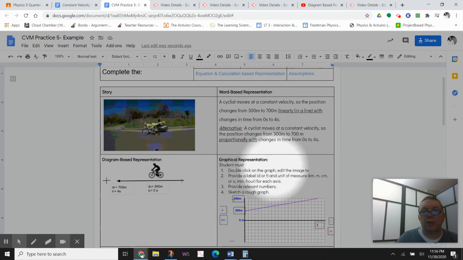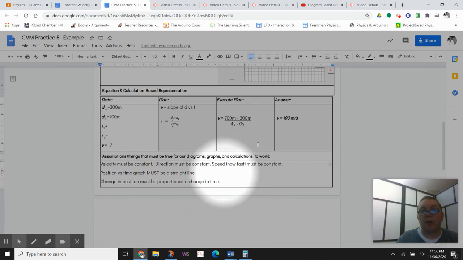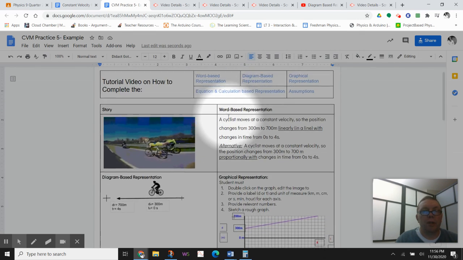We'll address other cases later on. We'll address things that are not constant velocity and how that's obvious in what we're doing.